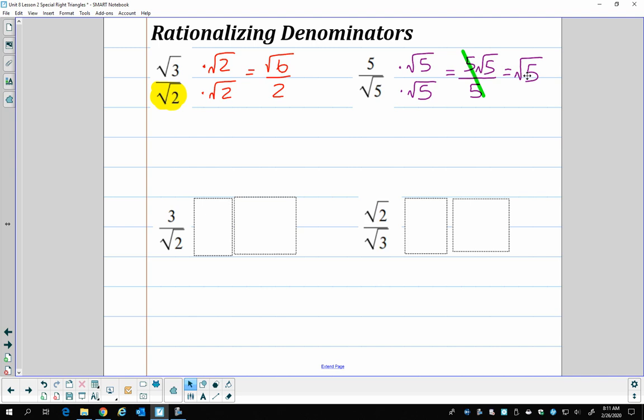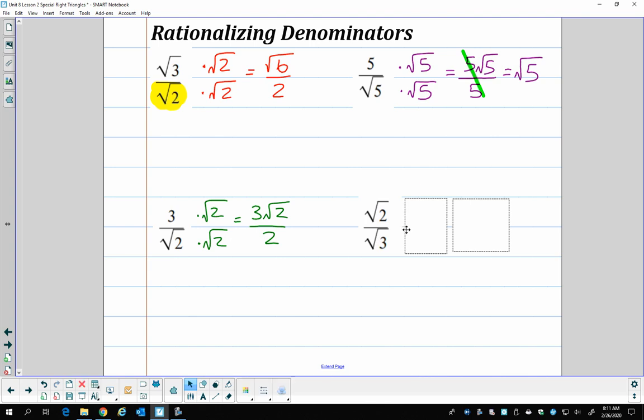Sometimes when you rationalize, the fraction looks simpler. I think this one looks simpler because it's no longer a fraction. Sometimes it looks more complicated, or maybe as complicated, like this one over here. It's still a fraction and we still have square roots, but we want to eliminate the square root in the denominator. Let me do a couple more. Here I'm going to multiply by root 2 on both the top and the bottom and get 3 root 2 over 2. Maybe that one looks a little more complicated, but it's the way we want it.